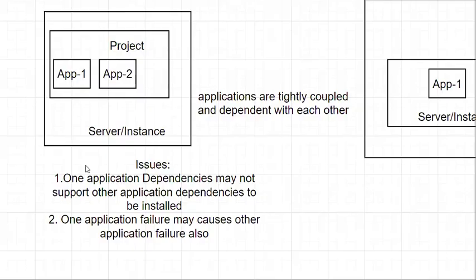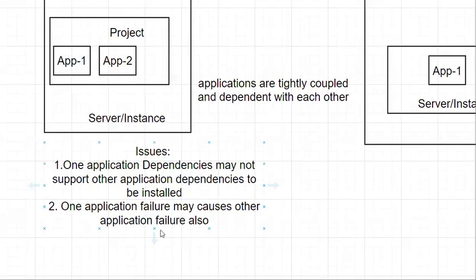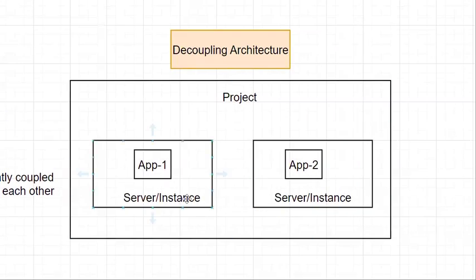And the second issue, that is, one application's failure does not cause another application's failure. Here you can see, if one application fails, it will affect only that server's dependencies. Since there is no dependency between this server and its dependencies, the other application is still working. So application 2's functionality is still working even when application 1's functionality is not working.